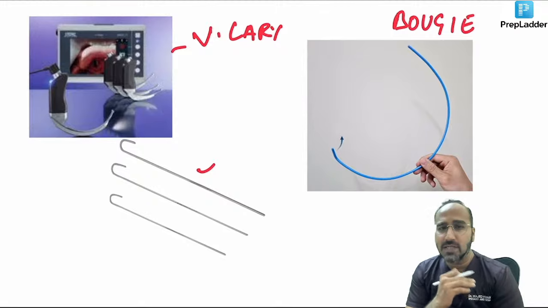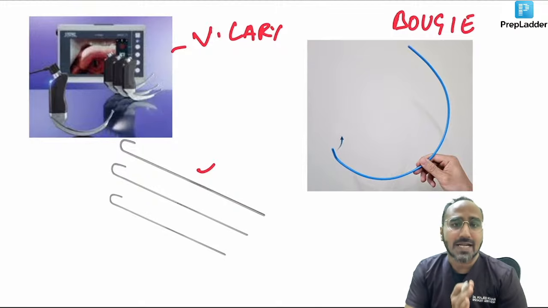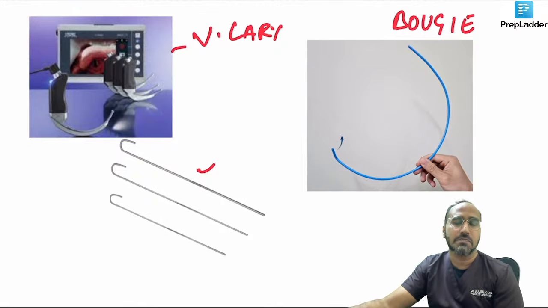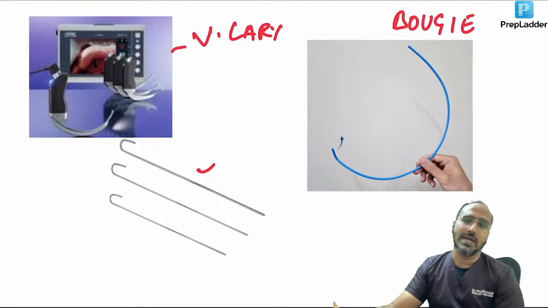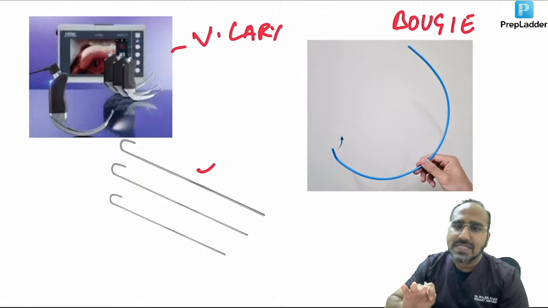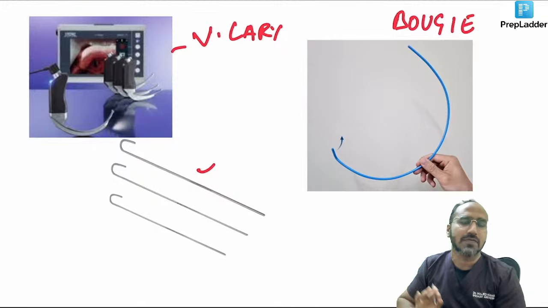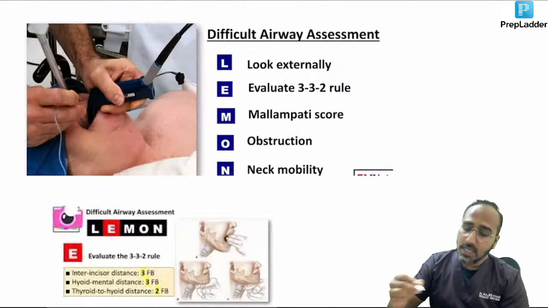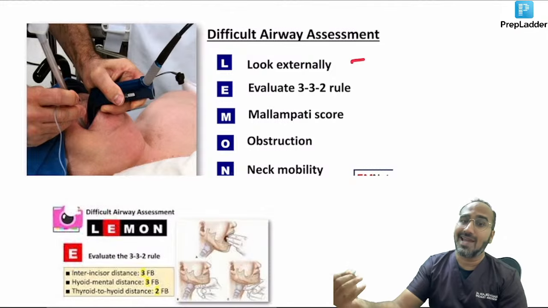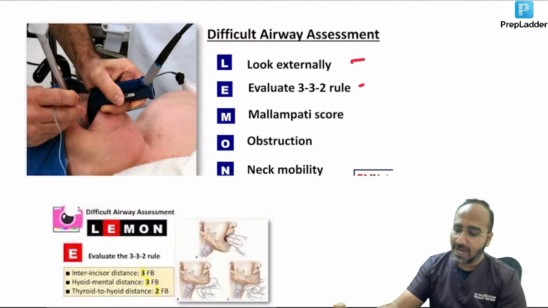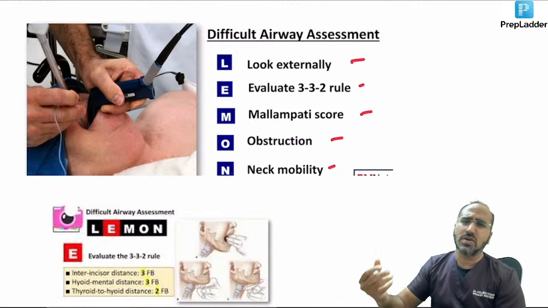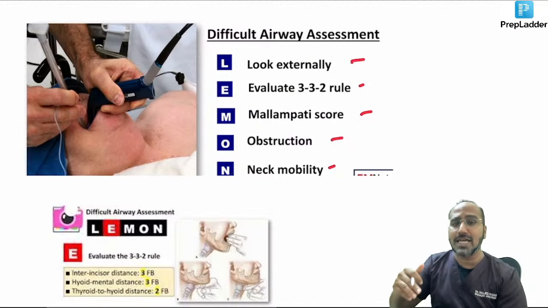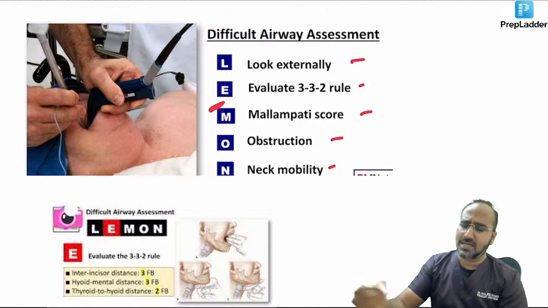But before proceeding further, is Mallampati classification alone an indicator of difficult airway, or are there some different indicators apart from Mallampati? Basically, the LEMON classification is known to predict difficulty of the airway. L stands for look externally for any trauma, E stands for evaluate the 3-3-2 rule, M stands for Mallampati score, O stands for obstruction and N stands for neck mobility. Based on the LEMON score, we say whether the patient has a difficult airway or not. In this LEMON score, the most important one that we commonly test is the Mallampati score.